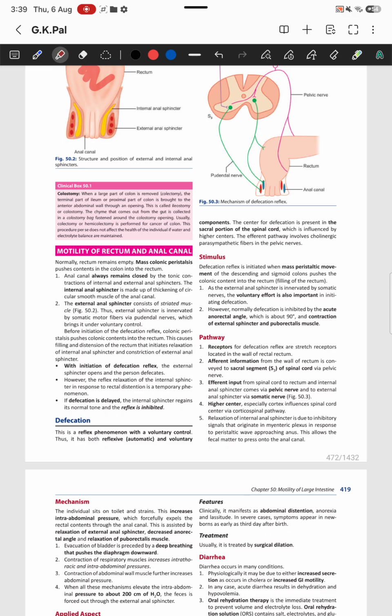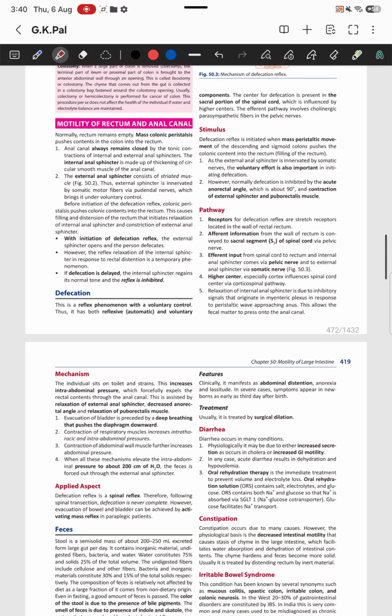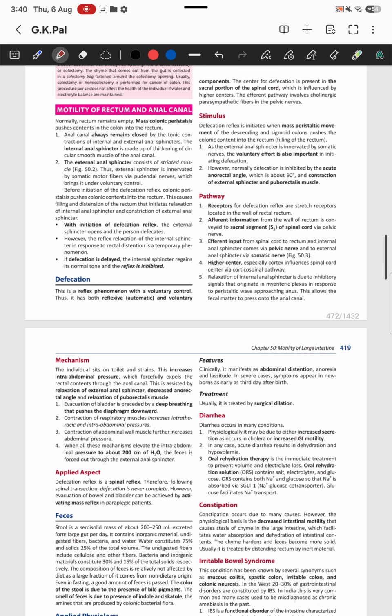Efferent input from the spinal cord to the rectum and internal sphincter comes where? Efferent input to the rectum and the internal sphincter comes via the pelvic nerve, whereas to the external sphincter it comes via somatic nerve. Higher centers influence the spinal cord via the corticospinal pathway. Mechanism: increase in intra-abdominal pressure, relaxation of the external sphincter muscle, decrease in anorectal angle, and relaxation of the puborectalis muscle. Deep breathing pushes the diaphragm downwards, which increases the pressure.